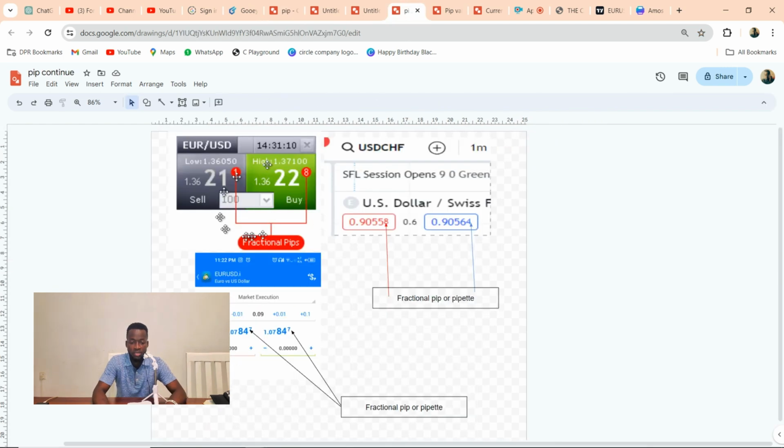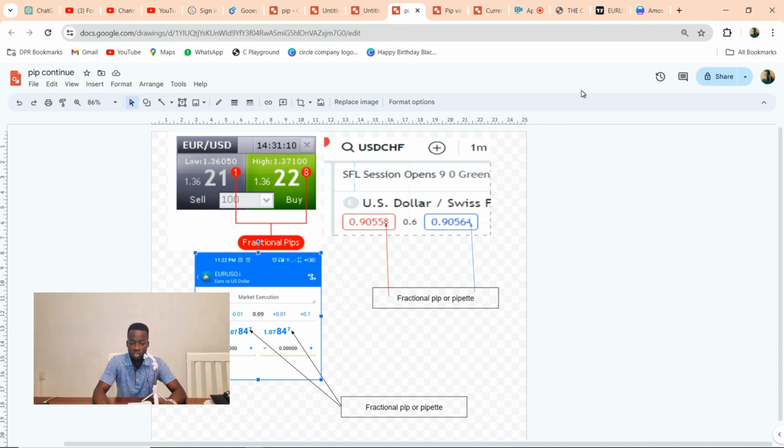Look at this. This interface is how you see it on a laptop, MT4 on a laptop, and this is how you see the ask and bid prices on TradingView, and this is how you see it on your MetaTrader 4 on your phone. So look at these numbers that are marked out. They are pipettes. They're fractional pips. These numbers here, they are fractional pips.